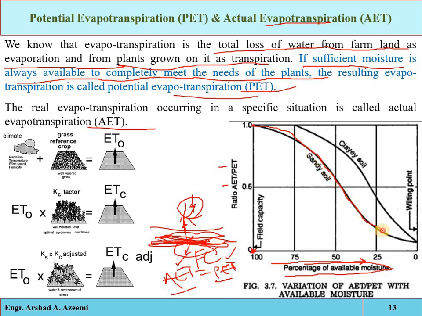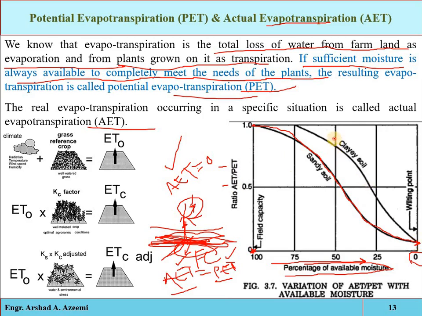And a time will reach when no water is available for extraction. If the plant is unable to further extract the moisture content, then at that time the actual evapotranspiration will be equal to 0. Potential evapotranspiration is fixed at one value, but at that time the actual evapotranspiration will be 0, so the ratio between the actual and potential evapotranspiration will also approximately become 0.